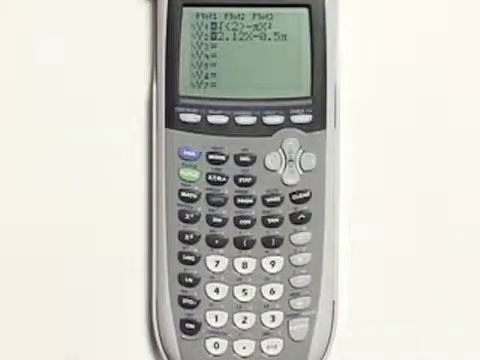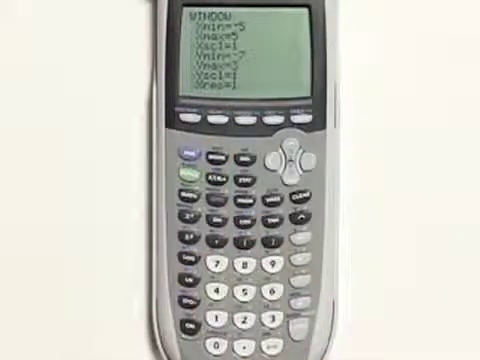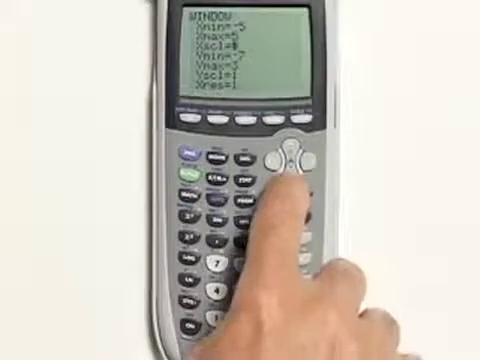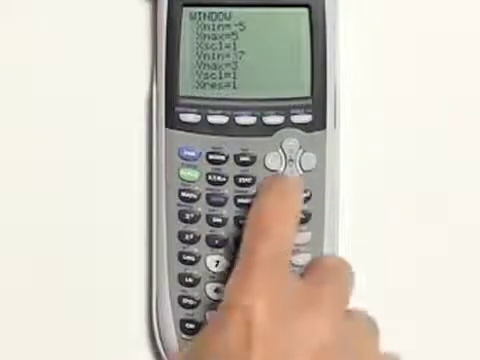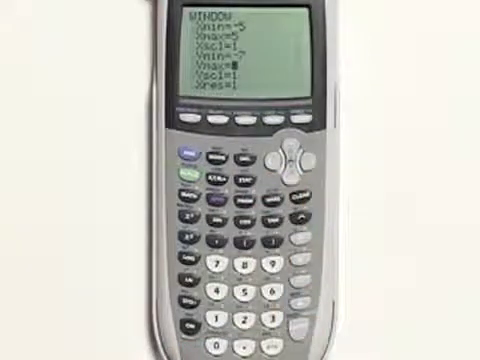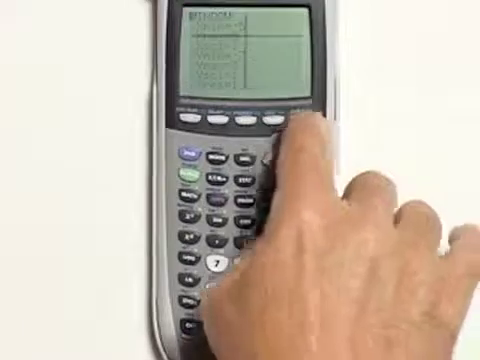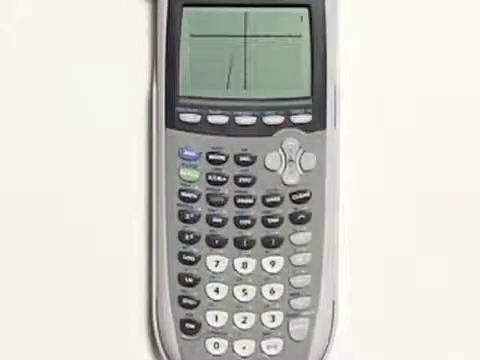I just want to show you that I did move the windows, or readjusted the window size slightly. The x has been left at -5, 5, and 1. However, let me show you that for the y minimum it's at -7, and for the y maximum it's at 3. The scale is left at 1. We now press graph, and we will see it graph our two equations, the parabola and the straight line, showing that they intersect at two different places.